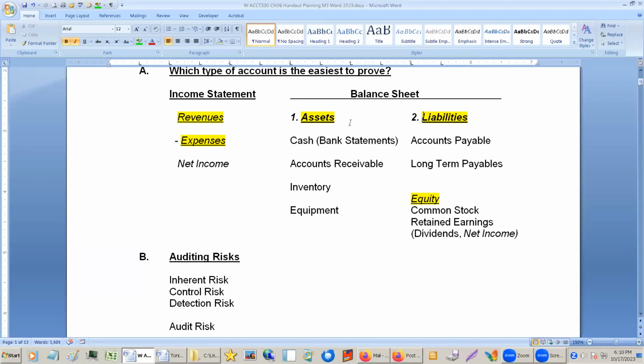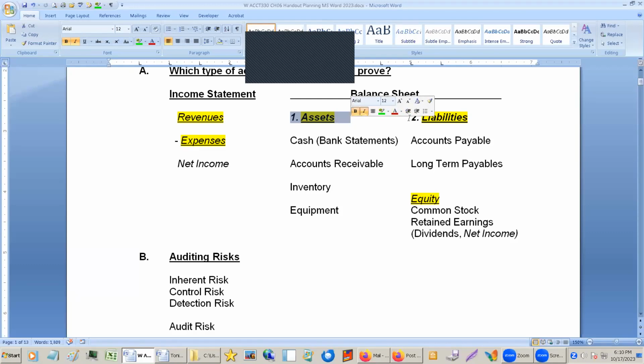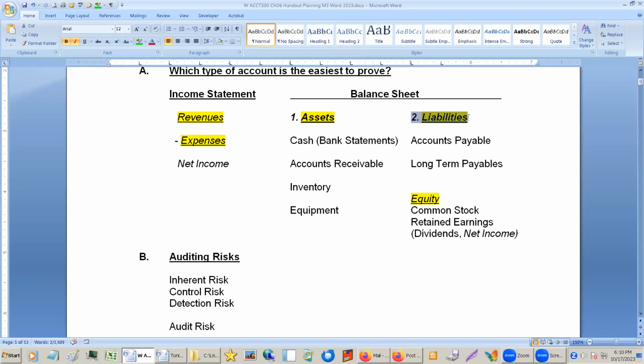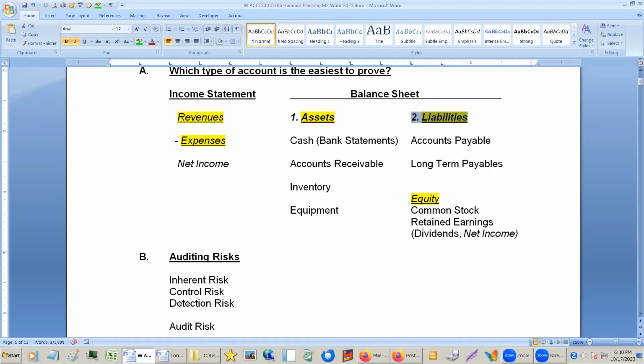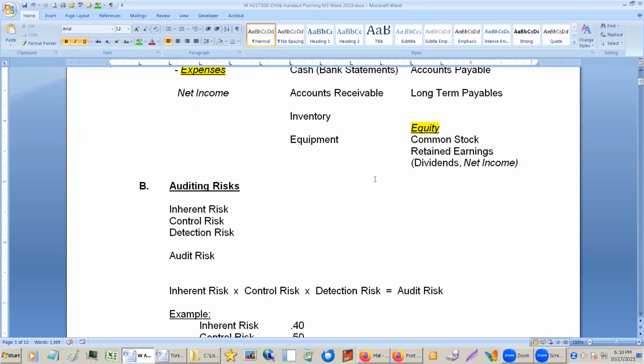Now, notice the beauty of the balance sheet having to balance, because if you know the assets are okay, and you know the liabilities are okay, what else do you know? What else is okay by default? Because this thing's got to balance, right? Assets have to equal liabilities plus owner's equity.